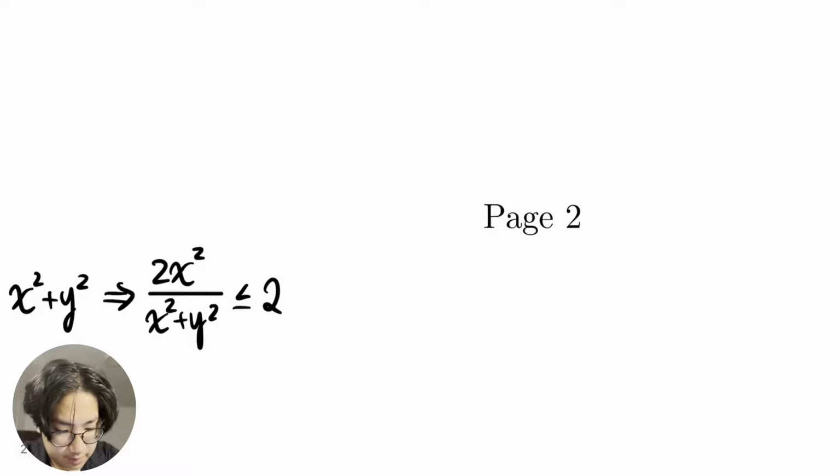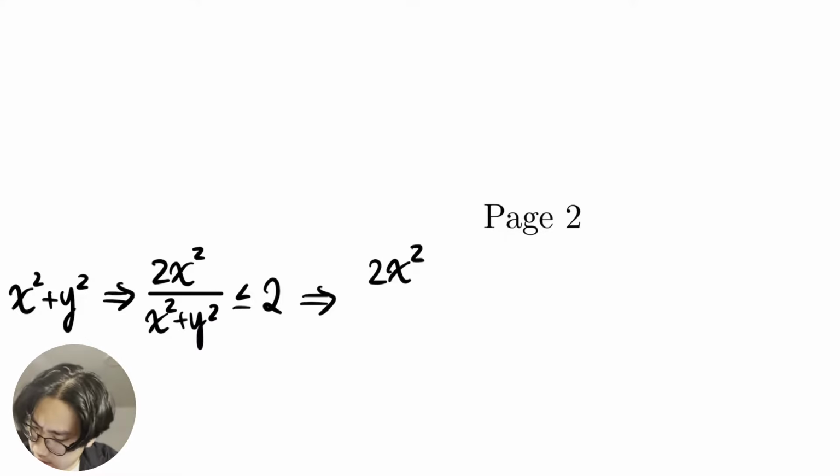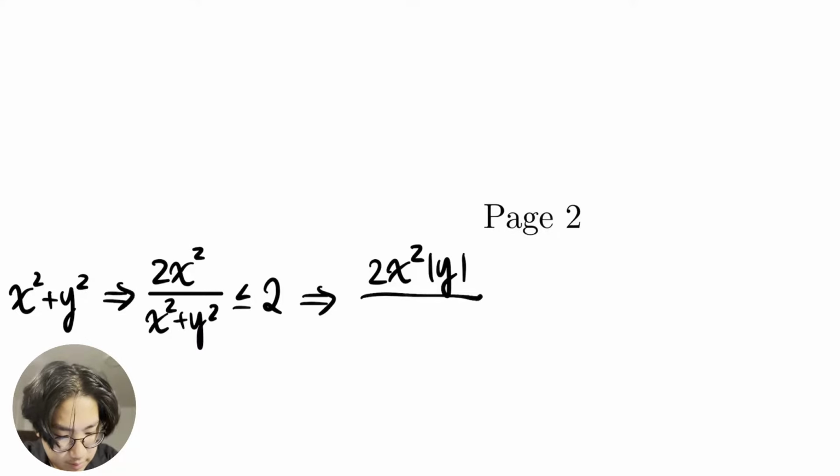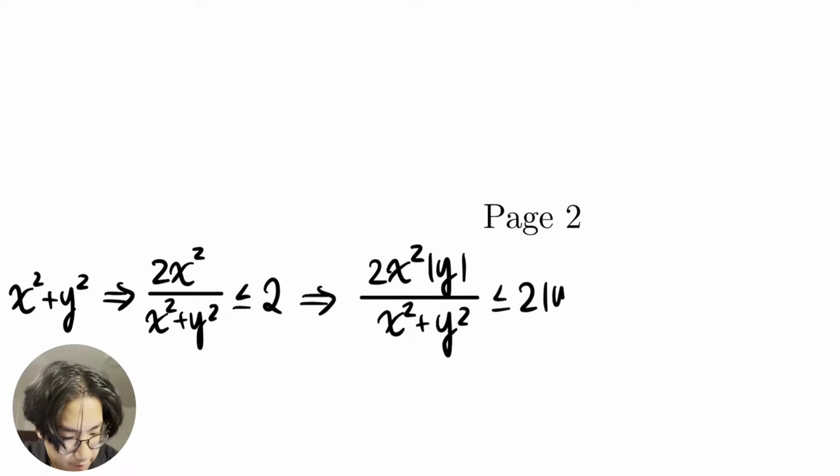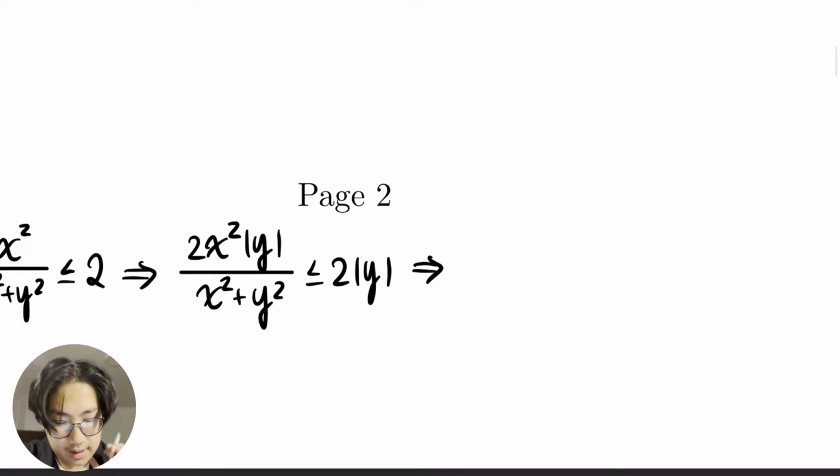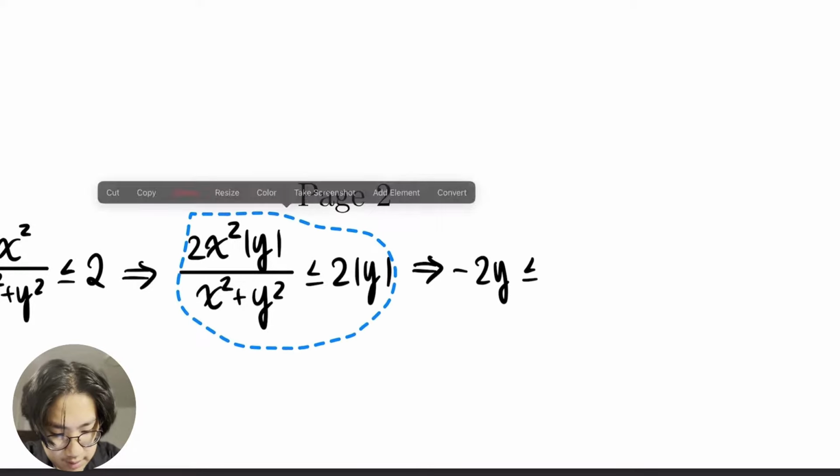So we have 2x squared, absolute value of y, over x squared plus y squared, less than or equal to 2 absolute value of y. And next, we can finally expand this. This is from Calc 1, expanding the definition of a piecewise function, which in this case is just the absolute value function. So here we have negative 2y less than or equal to just this entire thing.